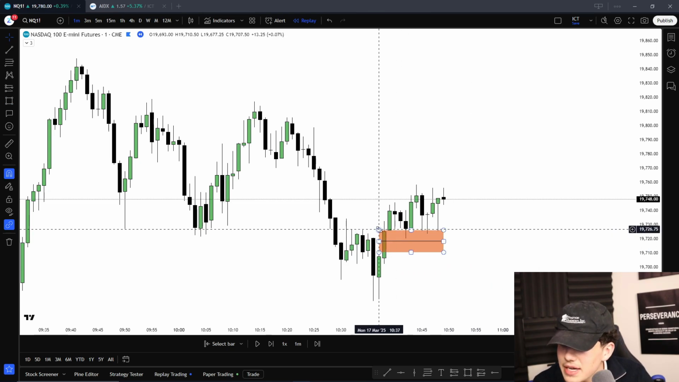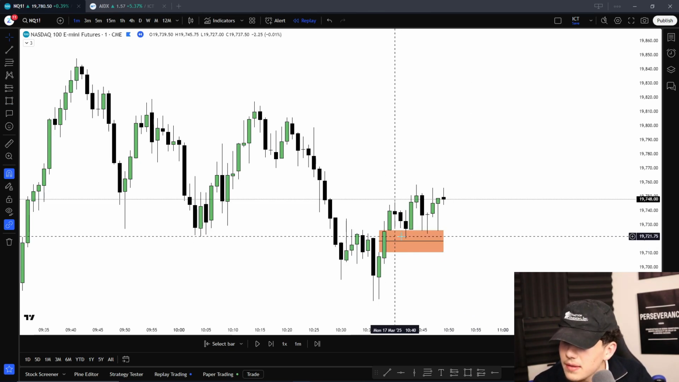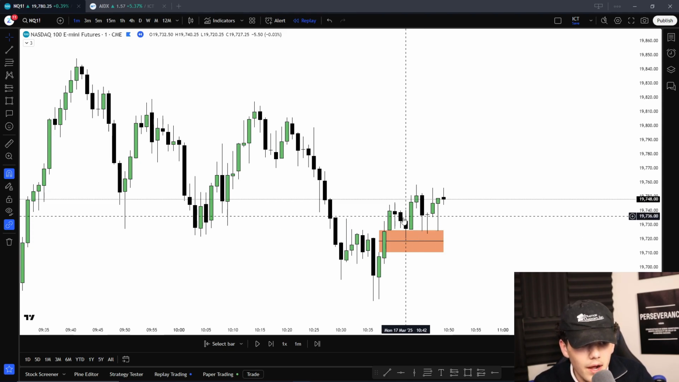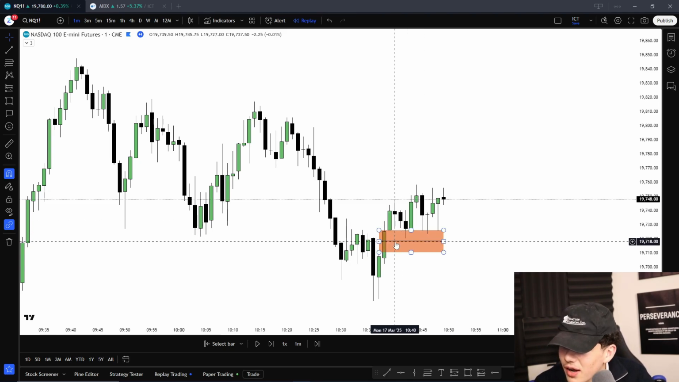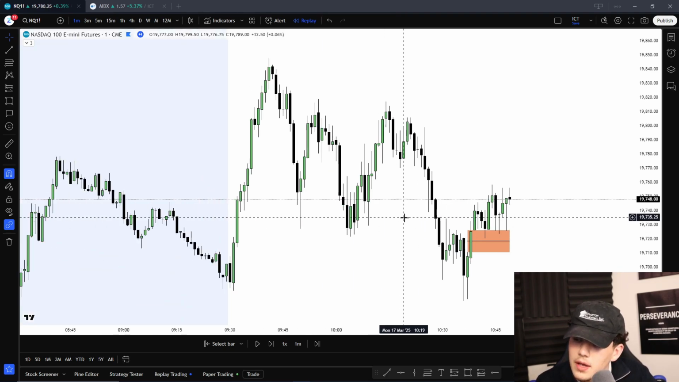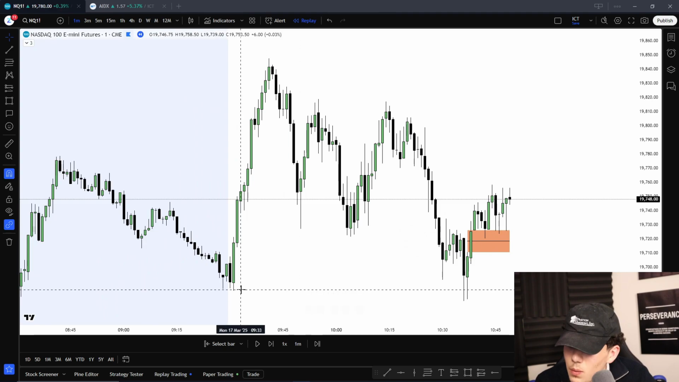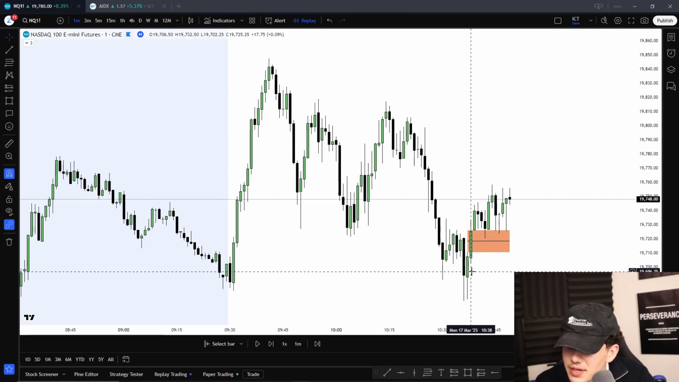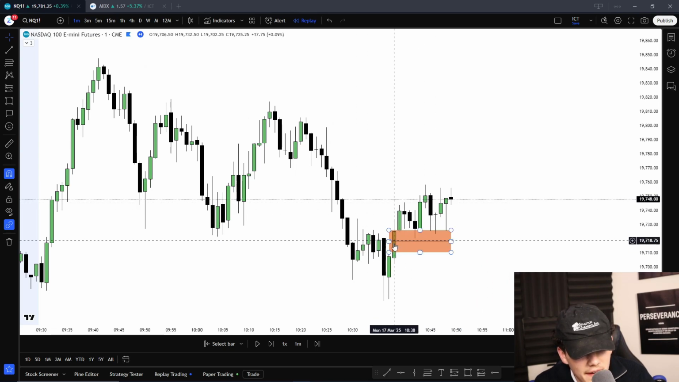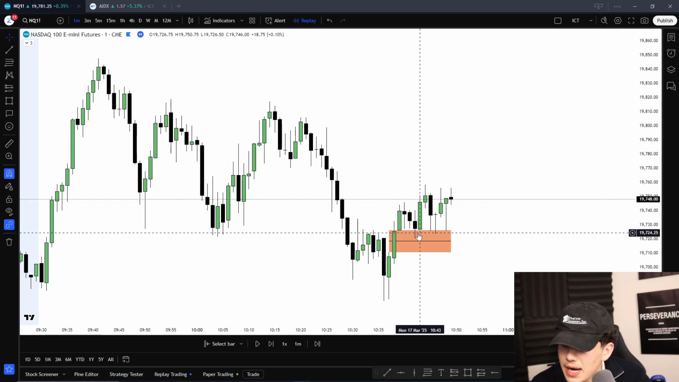Look, even the bodies respected consequent encroachment, the middle line. So a lot of people probably took this long. A lot of intermediate and even advanced traders probably took this long because it's tempting, right? We wicked below these lows. It's during like 10 a.m., which is a silver bullet hour. Market structure shift, fair value gap, bodies respect consequent encroachment is high probability.